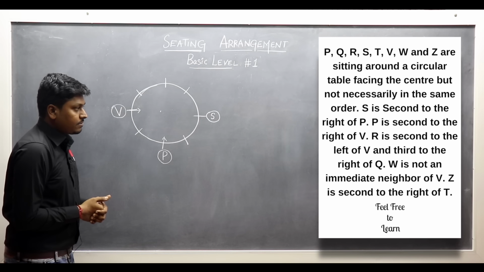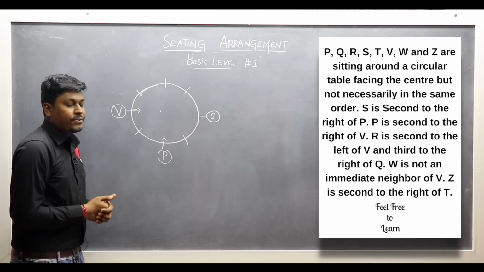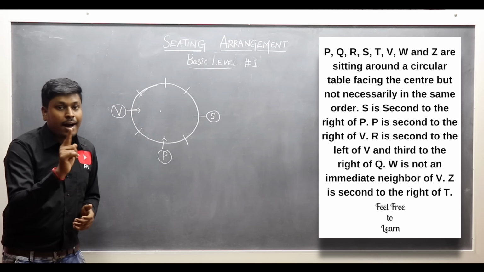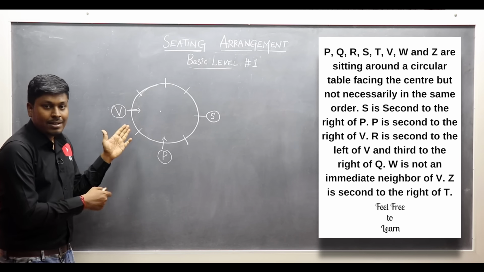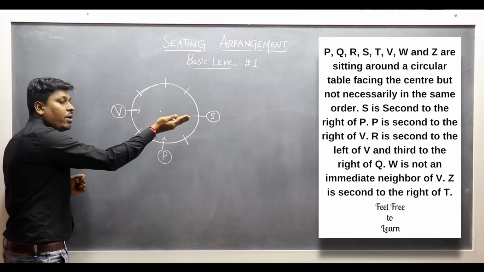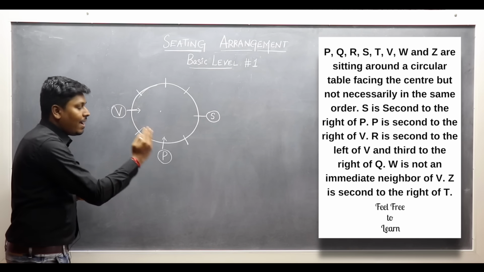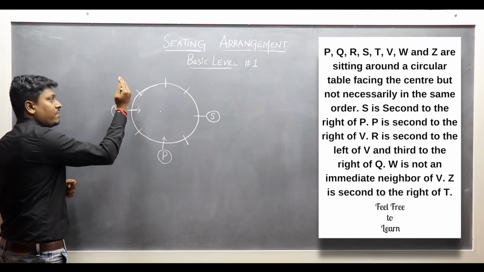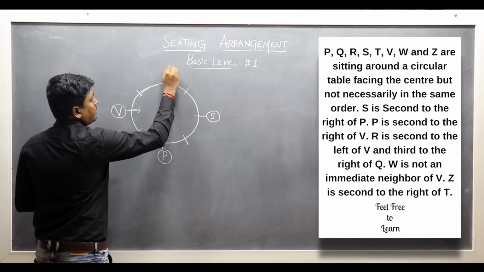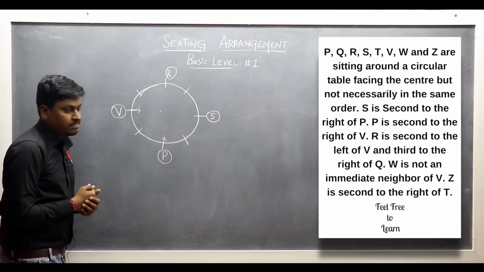Next point. R is second to left of V. So at V's left hand side, at the second place, R is sitting. We already fixed V here. We know V's right hand side will be this side and left hand side will be this side. So according to the point, R is sitting at the second place on V's left. First place, and this will be the second place where R is sitting. So this is the place for R.